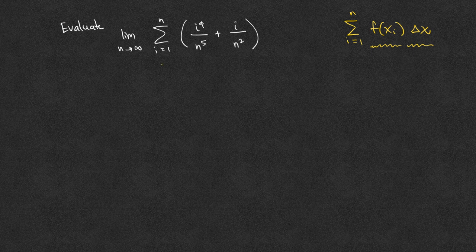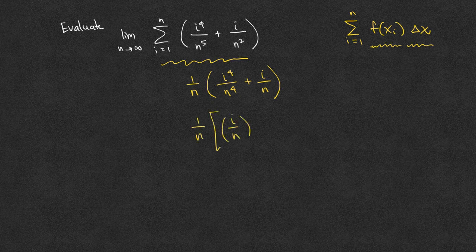To obtain the Riemann sum, observe that we can factor out 1 over n, and we have i to the fourth power over n to the fourth plus i over n. And this i to the fourth over n to the fourth can be rewritten as i over n to the fourth power plus i over n. And so we will make 1 over n be delta x, and this expression needs to be f of x_i.